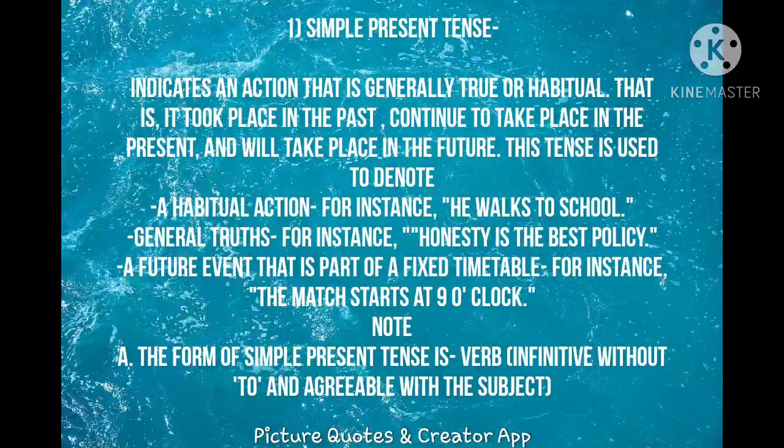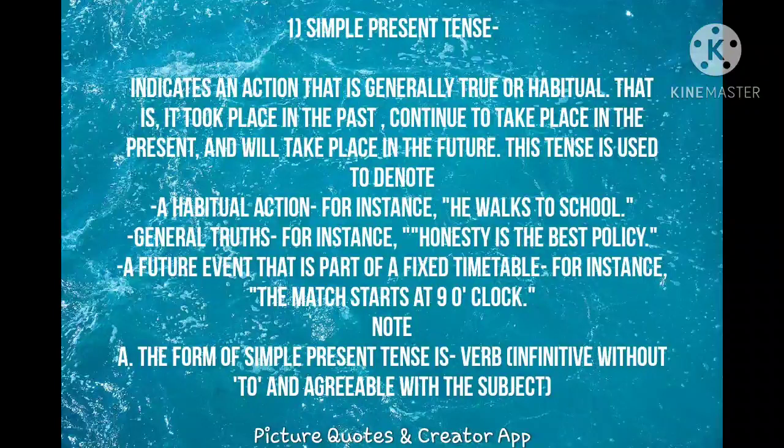The next one is general truth. For instance, honesty is the best policy. It is a general truth accepted or agreed by many people. Such general truths can be said using simple present. And the third one is a future event that is part of a fixed timetable, already planned. For instance, the match starts at 9 o'clock. That kind of sentence also can be constructed using simple present.